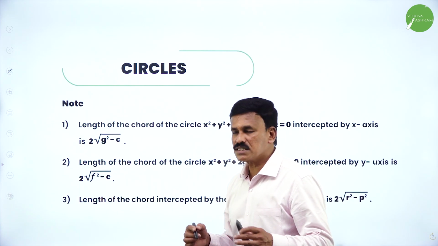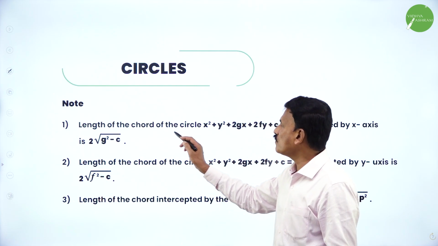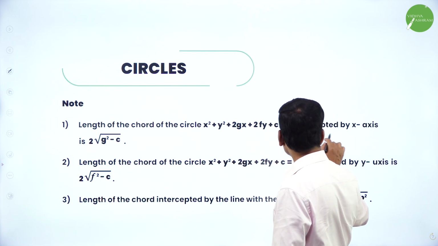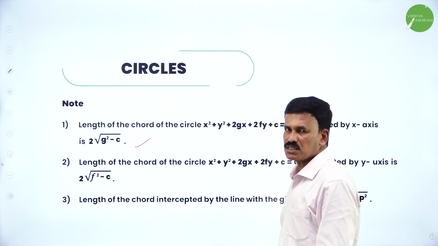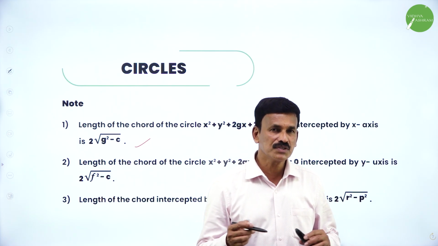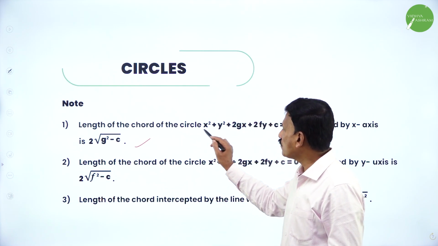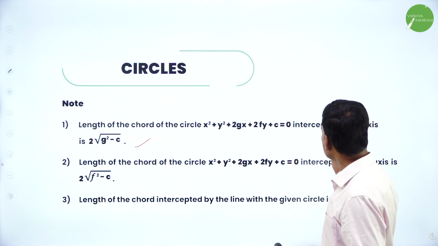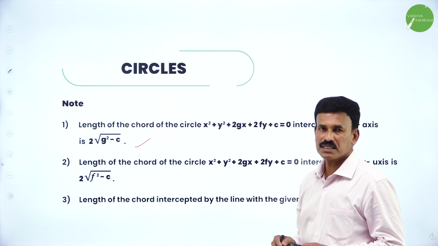Now, let us recall the formulas regarding the length of a chord. Let us recall all the formulas which we did in the last class. The length of chord of the circle x square plus y square plus 2gx plus 2fy plus c is equal to 0, intercepted by the x-axis is 2 times root of g square minus c.